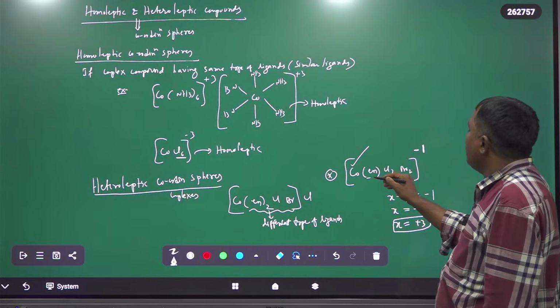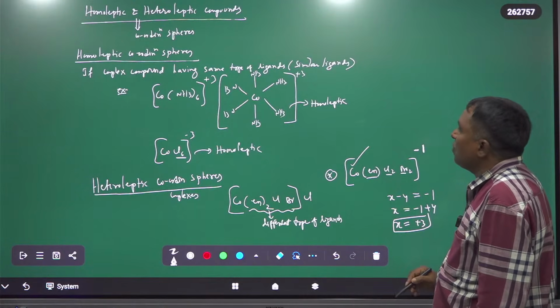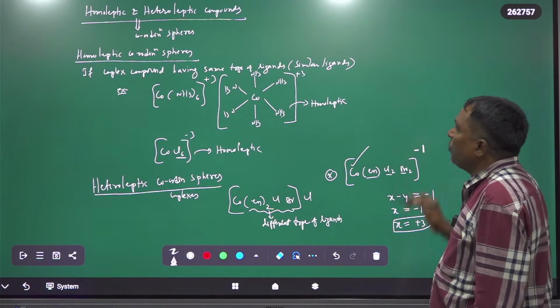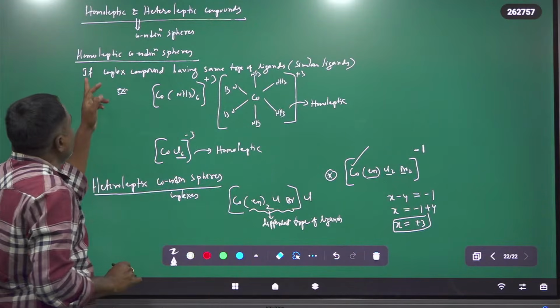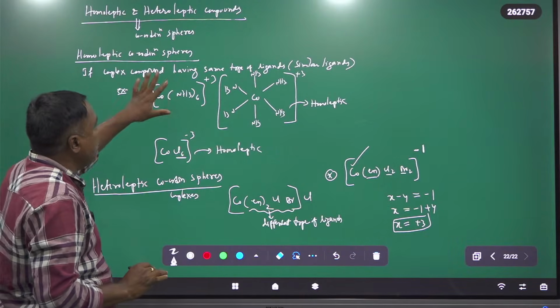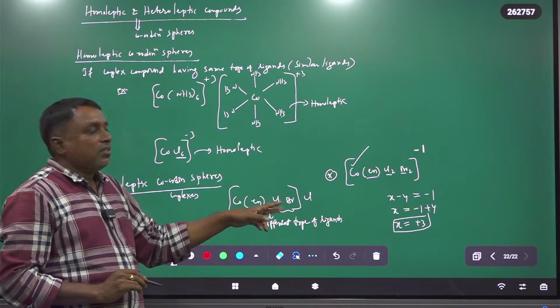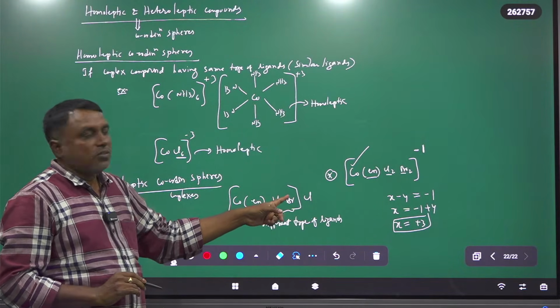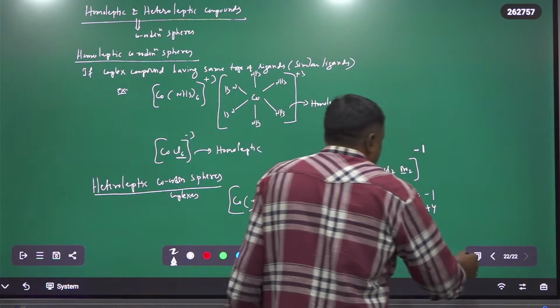So here also en is different, Cl is different, Br is different. Therefore it is also heteroleptic. So once again, what are homoleptic and what are heteroleptic? Homoleptic means complex compounds having the same type of ligands, similar ligands in the coordination sphere. Here different ligands are in the coordination sphere. So they are heteroleptic coordination spheres.